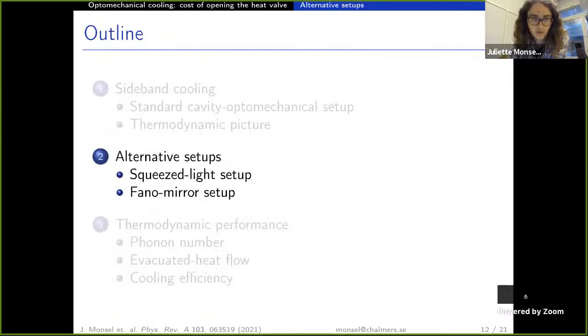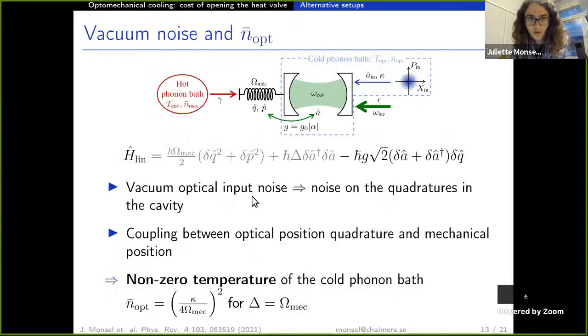So first, let's understand why there is a finite temperature in the cold bath in the standard setup. So this is again the standard optomechanical cooling setup. And I told you we can neglect the thermal fluctuations in the optical bath because the mechanical frequency is so high. However, we still have some vacuum noise. So the vacuum noise goes inside the cavity, creating fluctuations on the optical quadratures in the cavity. And because this position quadrature of the cavity couples to the mechanical position here, due to the optomechanical coupling, this creates noise also in the resonator, and that's what's responsible for the non-zero temperature of the cold phonon bath, which has, so this is the average number of phonons in the cold bath.